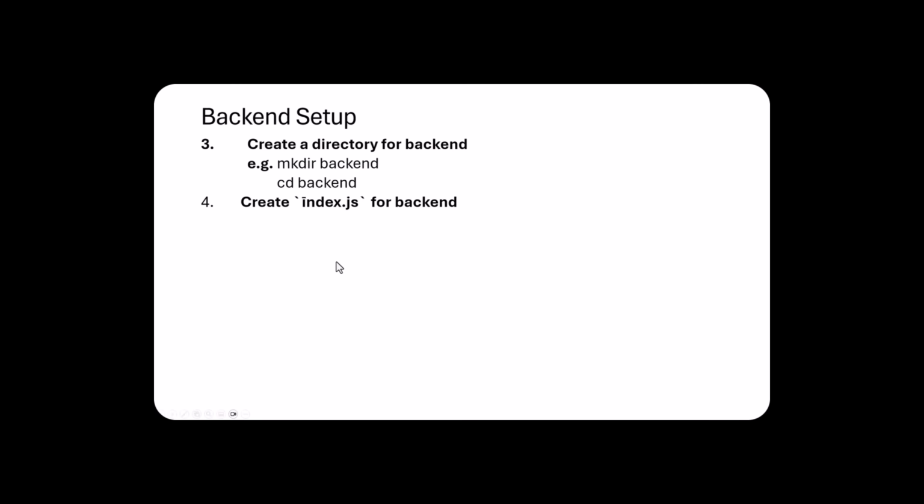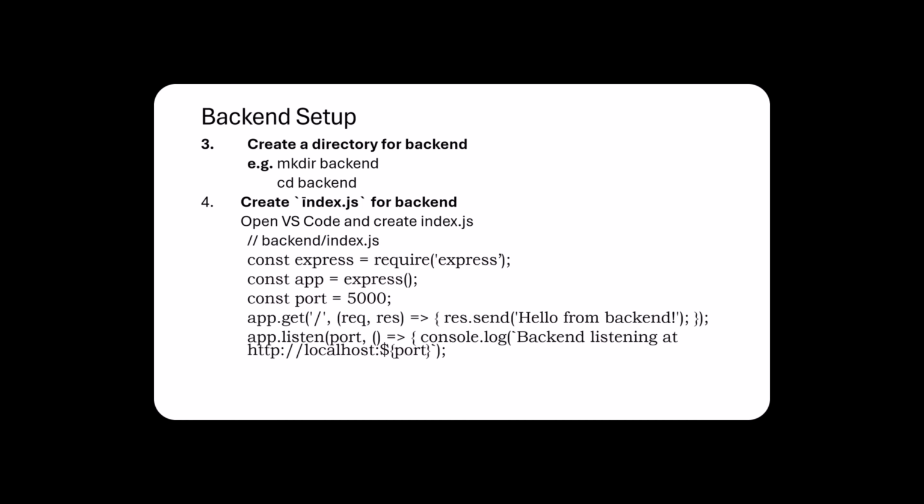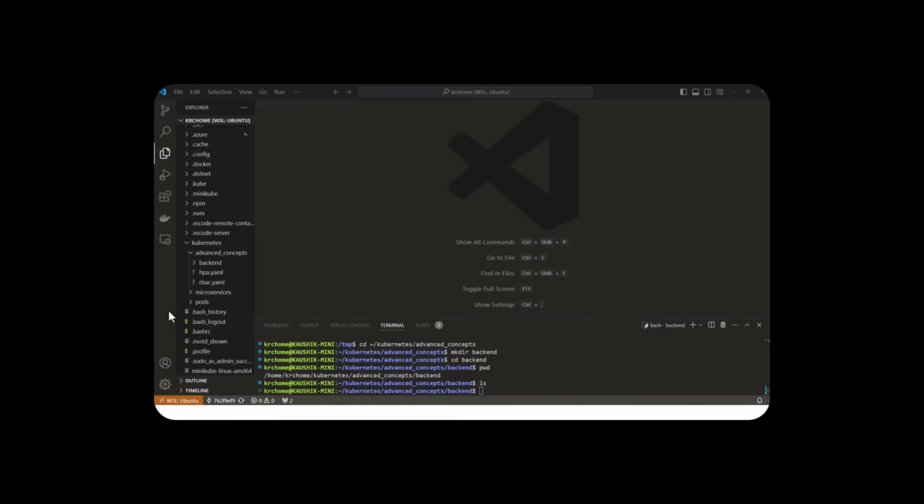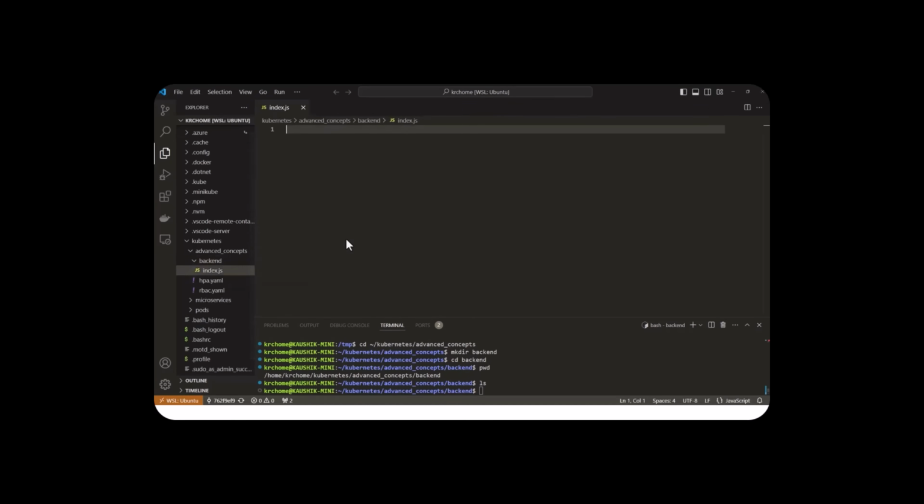Now once I change directory to backend, I will have to create the index.js file, which looks like this. This is creating a backend server with Node and Express.js. All right, so we'll copy this code from here and paste it to create an index.js. So in my backend here, I will create this file index.js, and paste this code.